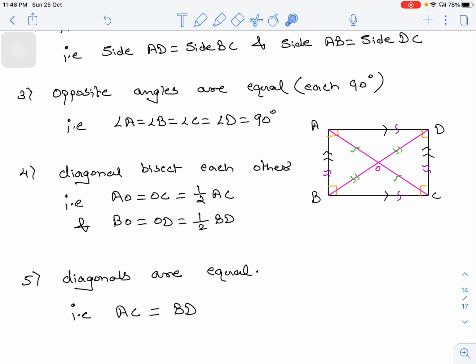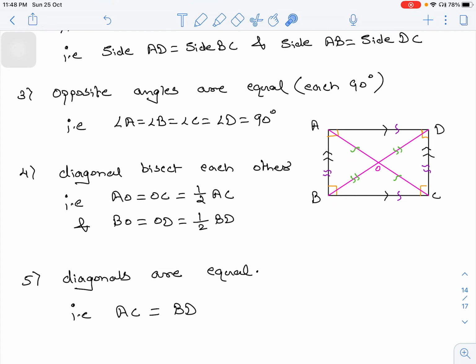The next important property is that the diagonals of a rectangle are equal to each other. So we can say that if the length of AC is 10, directly we can write that the length of BD is also equal to 10 centimeters.